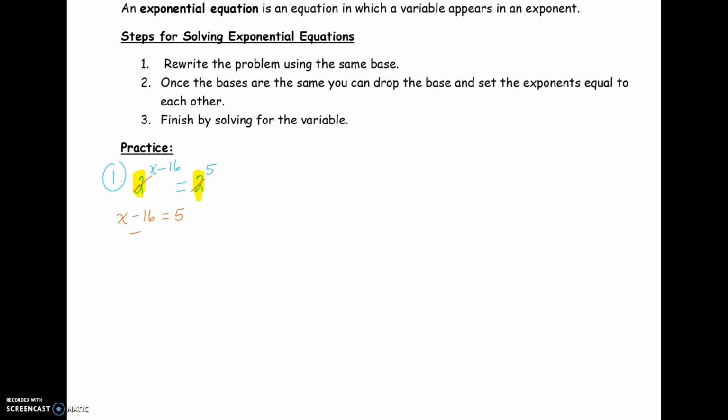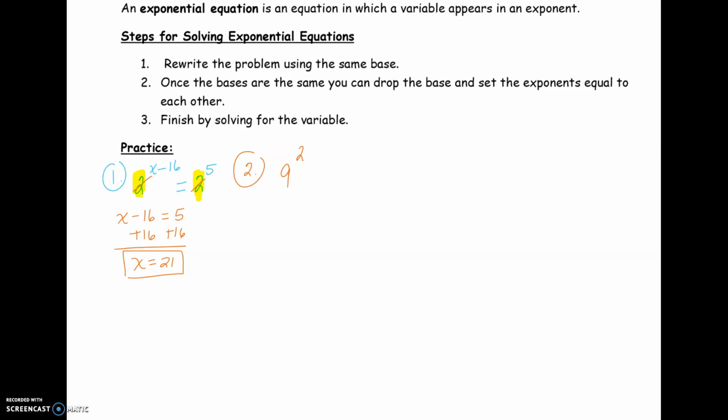And then how do I get x by itself? I add 16, and I get x equals 21. And that's all we have to do. So basically it's saying if I put in 21 for x, so that'd be 21 minus 16, and that would give me 2 to the 5th equals 2 to the 5th, and that's true. All right, let's go to another one.